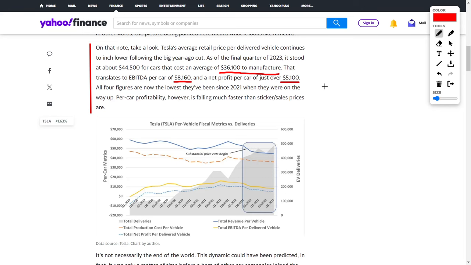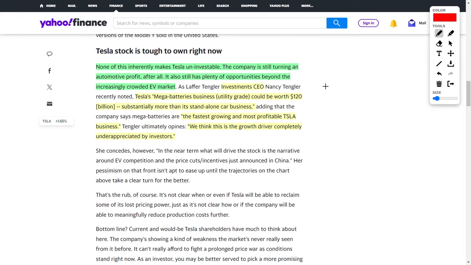But again, this is a necessary evil. Tesla had to do this to remain competitive. Due to Tesla's price cuts, some investors believe that Tesla is quote-unquote uninvestable, and I think they are completely wrong. The company is still turning a very impressive profit after all, and they are fundamentally solid, let alone all of the upcoming catalysts for this company that they will achieve in the future.